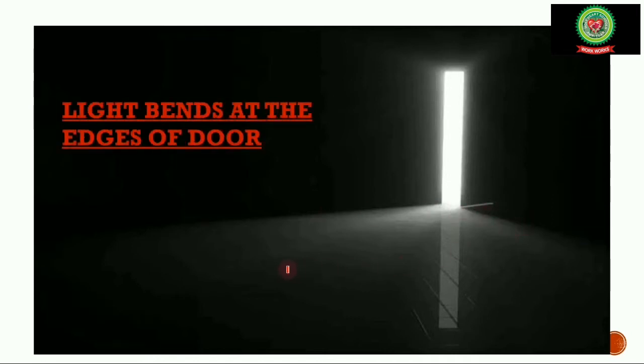Before explaining it, just observe that light entering through the door. As we know that light follows rectilinear propagation, so it should travel in a straight line path. But here you can see that light bends at the edges. So light bends at the edges of the door. This bending of light is called diffraction of light.